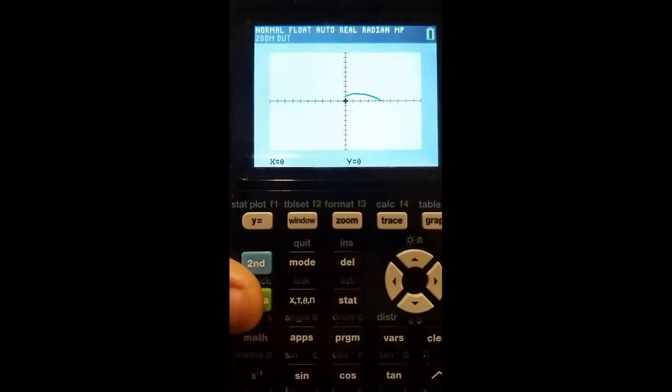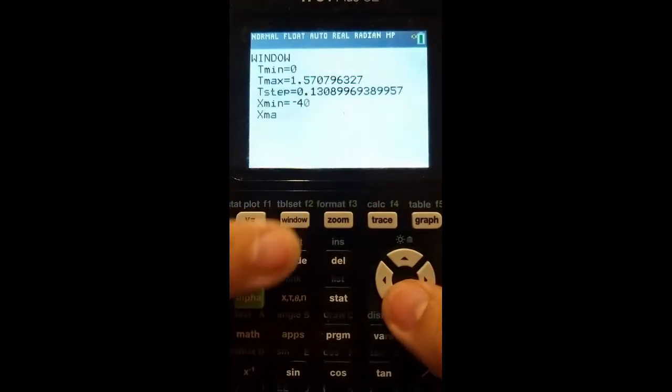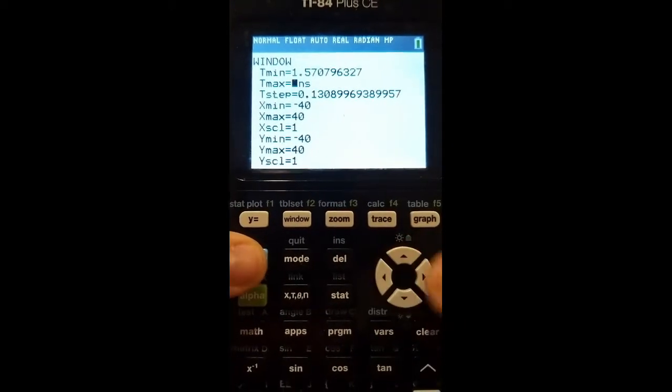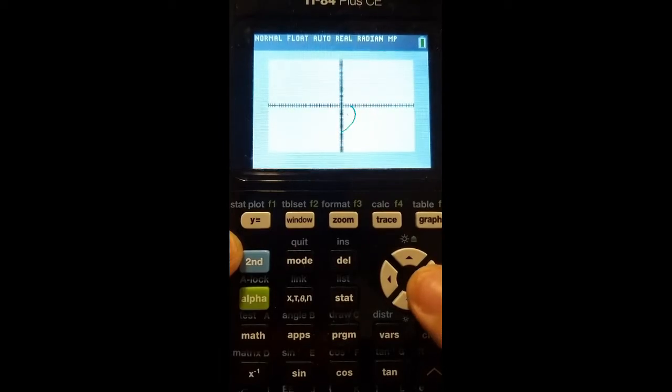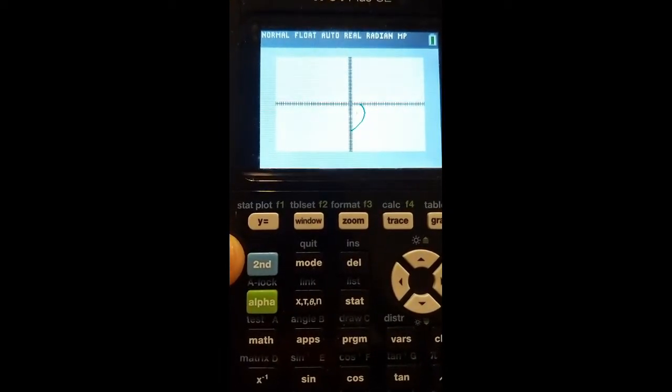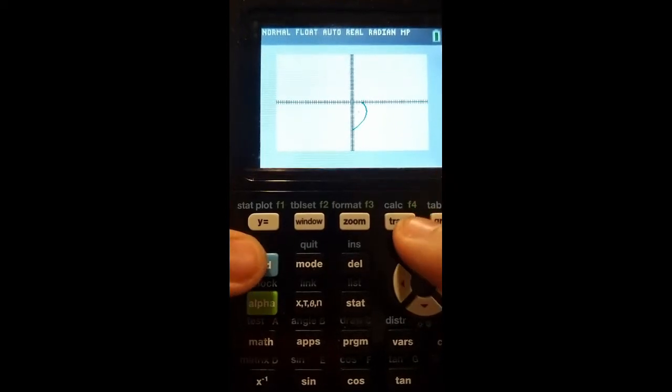All right, I'm going to zoom out again. Now I'm going to change to pi over 2 to pi. Oh, whoops. And you notice I get the bottom right hand corner. All right, so this is parametric equations. How do you sketch them?